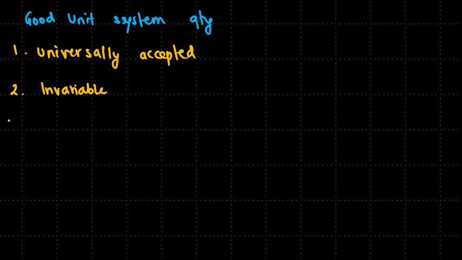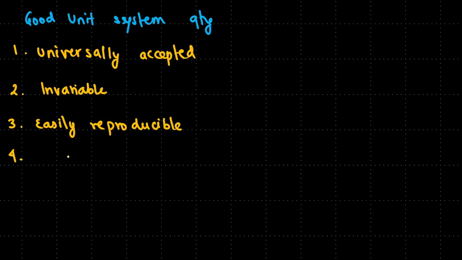And the third one is easily reproducible, which means that suppose I say 1 kilogram, it is pretty easy to reproduce, which means the experiment or the logic behind the unit is very simple and easily understood. It may cost a lot to reproduce, but it's pretty reproducible.